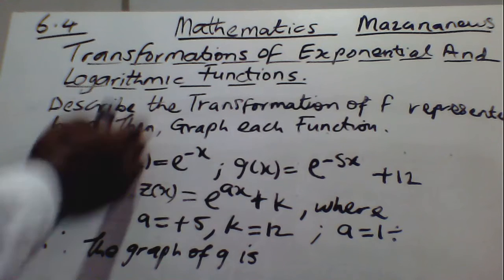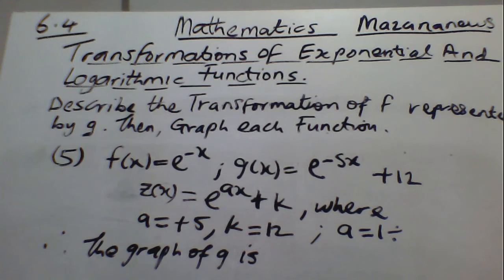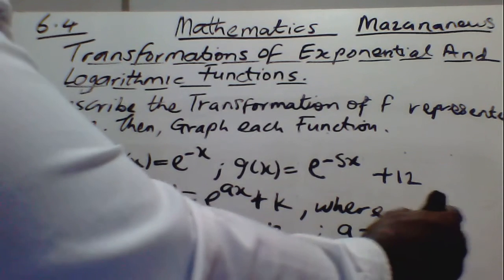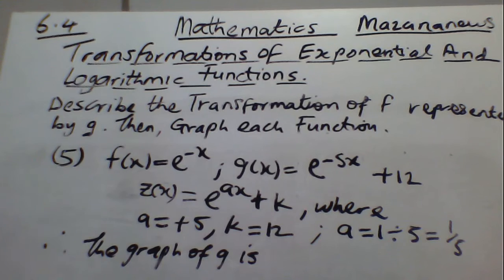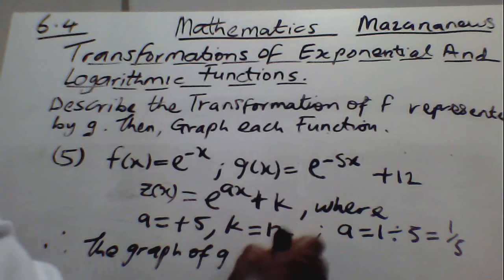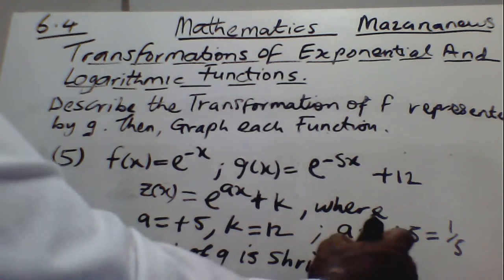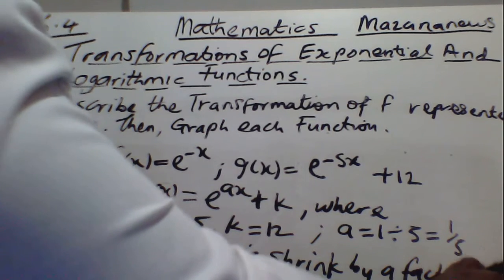It will start from the negative side. So our a in this case is 1 divided by 5. That will give us 1 over 5. So therefore it will be a shrink, because we are talking of a closed function. The graph of g is a horizontal shrink by a factor of what?